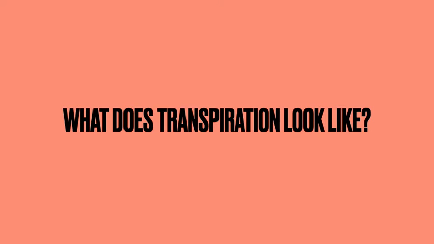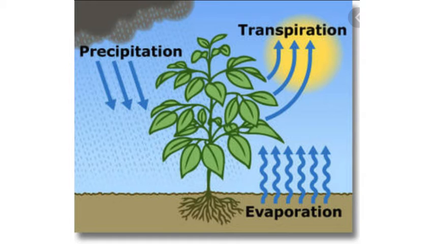Just like photosynthesis, it might be hard to imagine what transpiration looks like. Transpiration looks a lot like when it rains, the water goes down into the ground and on top of the leaves. So the water evaporates from the ground, but transpiration occurs when it evaporates from the leaves. Up, back into the air.